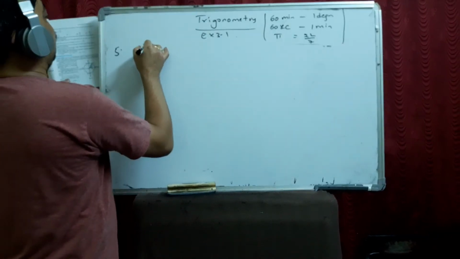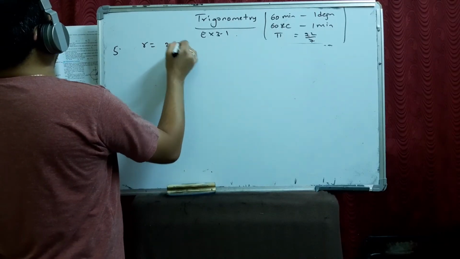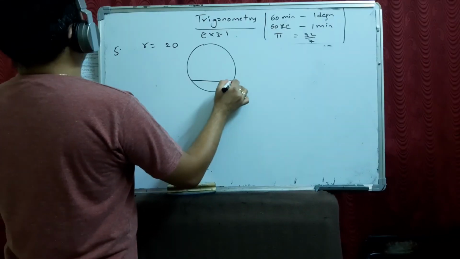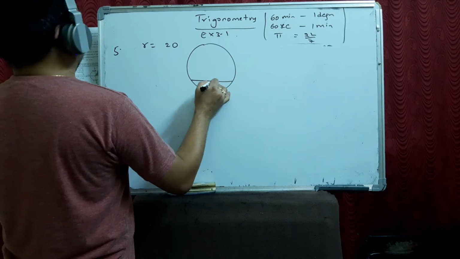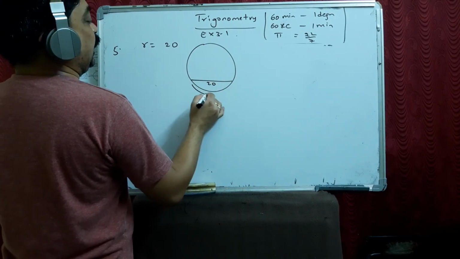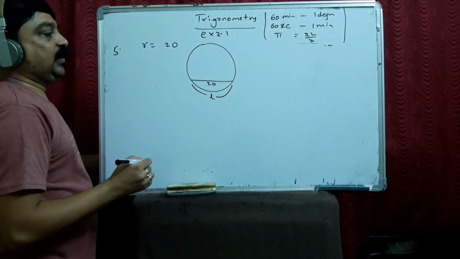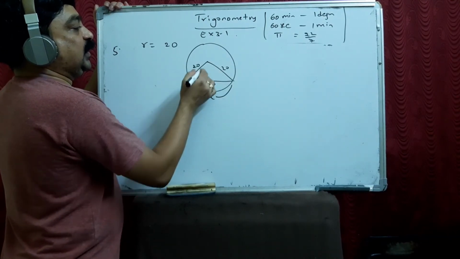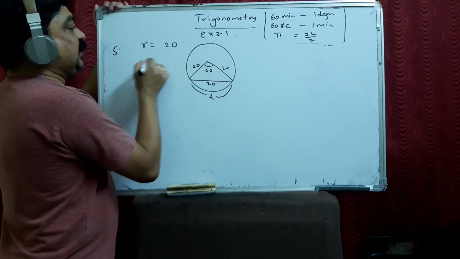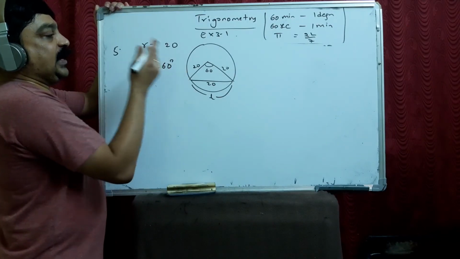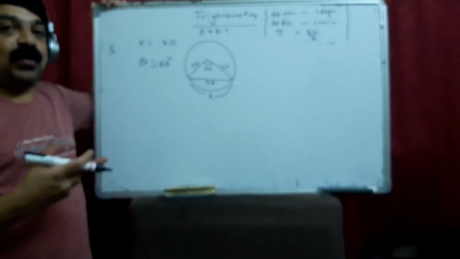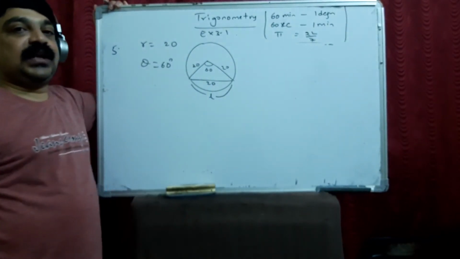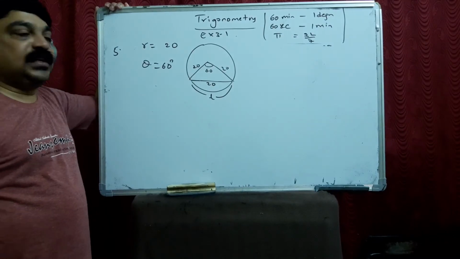Now see the fifth question. Circle of diameter 40. That means radius is 20. Length of the chord, chord means this one, this length is 20 again. Find the length of the arc. We need L. Okay, see, this is the radius. This is 20 and this is 20. Obviously the angle will be 60. They didn't give us the angle 60, but we find it because the chord is 20 and the radius is 20. It forms an equilateral triangle. So the angle in the equilateral triangle is 60 degrees.